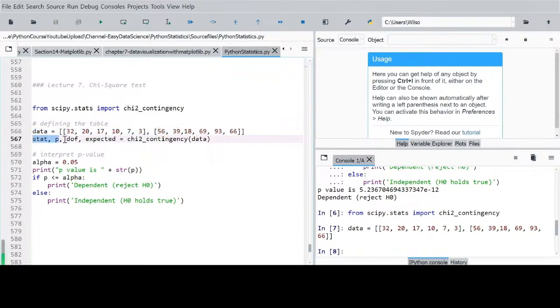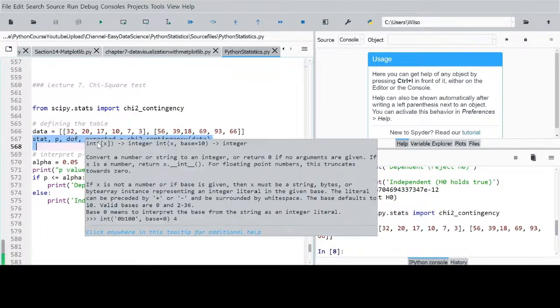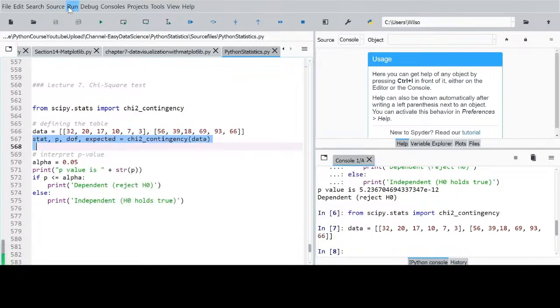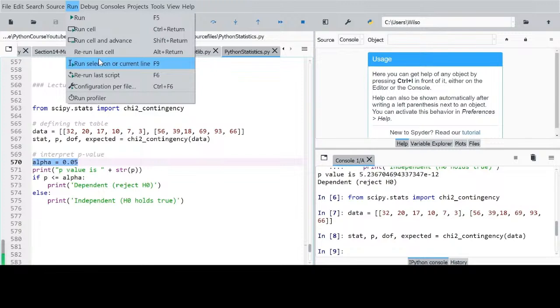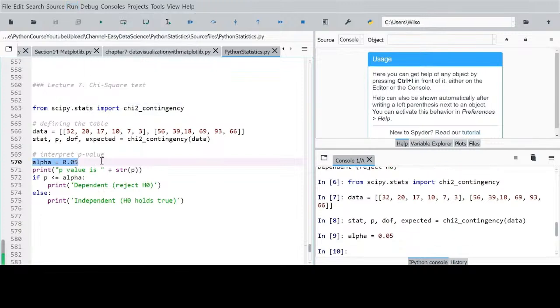Next we can run this function on the data: chi2_contingency(data). Then this is the output for the test statistic, p-value, the degrees of freedom, and the expected values. We also set alpha to 0.05. This 0.05 is the most widely used significance level in the chi-square test. Next we print out the result.